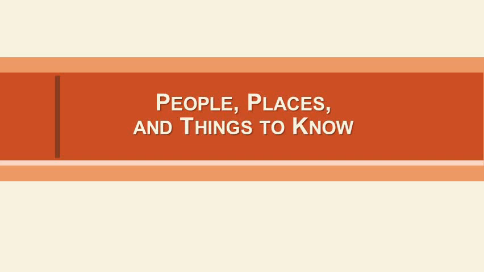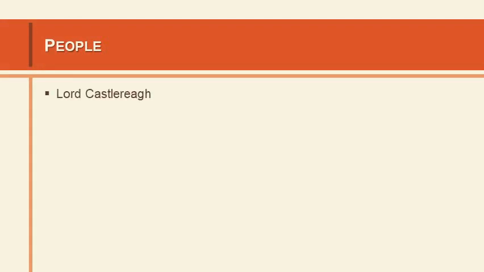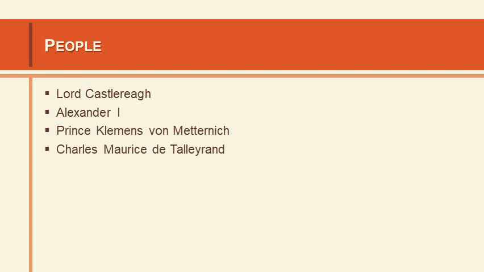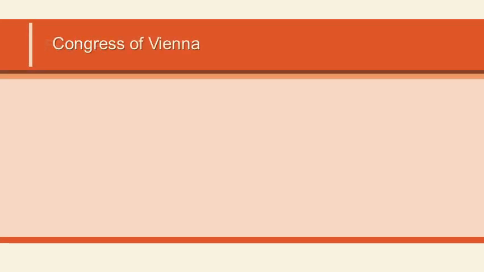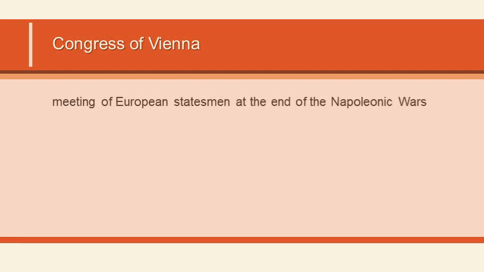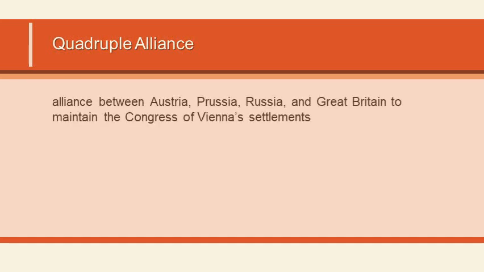So what are things you need to know from section 1 for your test later on? Well, you have to know about Castlereagh, Alexander I of Russia, von Metternich of Austria, de Talleyrand of France, Simon Bolivar, Spanish colonies, Jose de San Martin, Dom Pedro of Portugal, of Brazil. What was the Congress of Vienna? What was the Quadruple Alliance that eventually became the Quintuple Alliance? What was the Monroe Doctrine, as we're talking about Spanish and independence of South America?